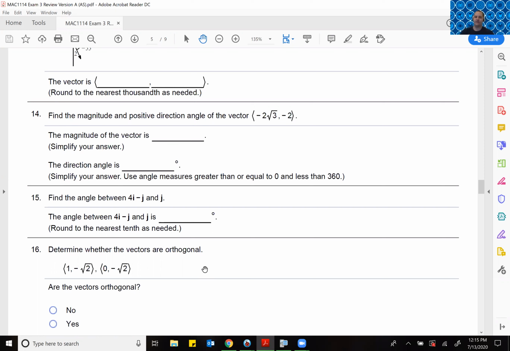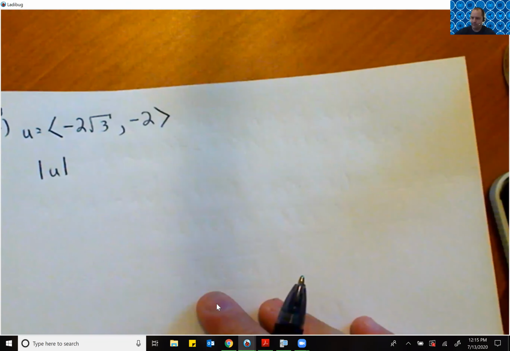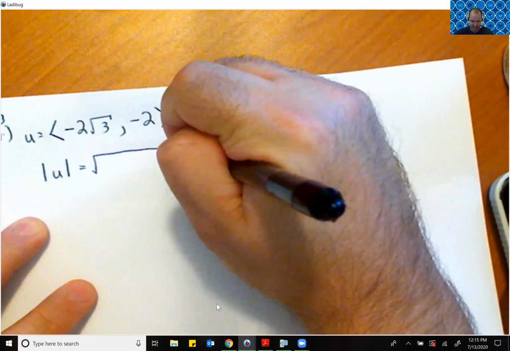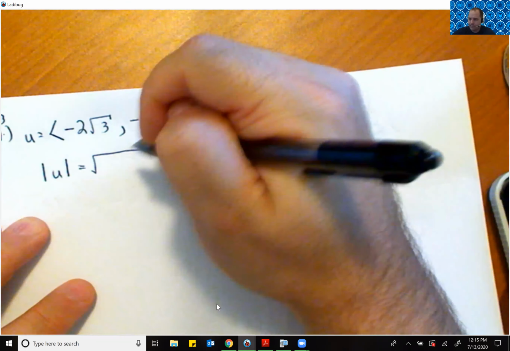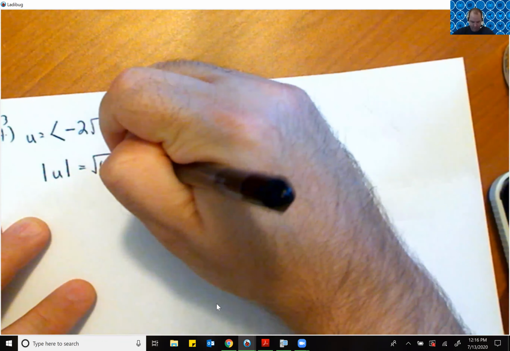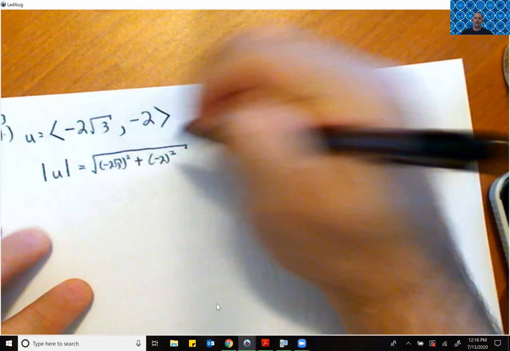So here's our vector. In order to find the magnitude of the vector, we'll just call this u, since it didn't really give us a name. To find the magnitude, all you're going to do is take the square root of each piece squared and added together. Negative 2 square root of 3 squared plus negative 2 squared. Okay?